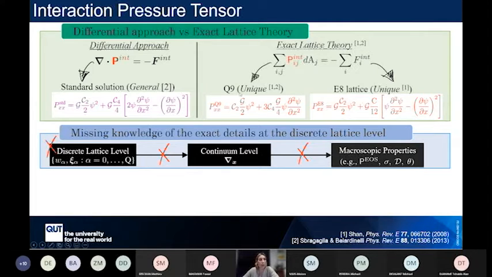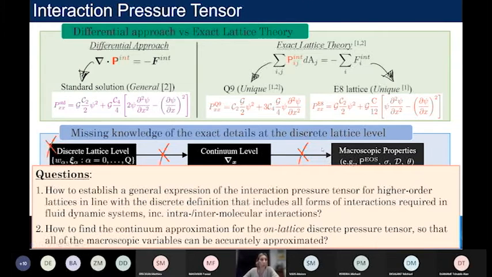So both of those solutions have problems. The differential approach doesn't have the discrete lattice solution. We only have this continuum limit solution of the pressure tensor. The other solution, the exact lattice theory, is exact on the lattice structure itself, but the solution at the continuum level is different depending on the lattice structure, which means retrieving the macroscopic properties becomes complicated. So what we've done is develop a general expression that is valid for any high order or any lattice structure for this interaction pressure tensor.